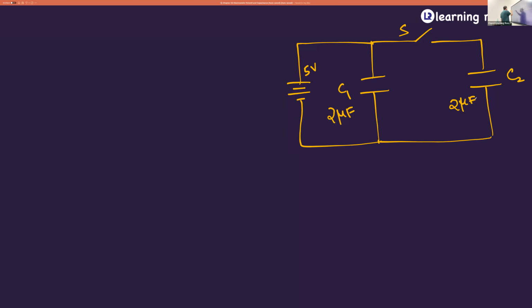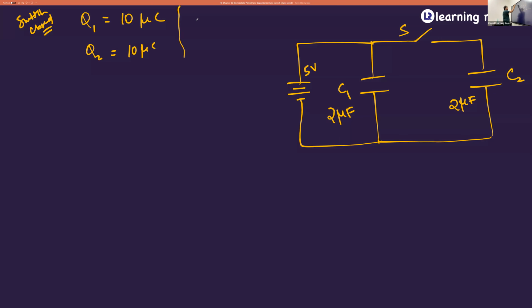So when the switch is closed, I am assuming enough time is given to the capacitors to get charged. When the switch is closed, what is the charge on the first capacitor? When the switch was closed, the dielectric was not inserted. It is C1 into V1, so it is going to be 10 microcoulomb. What about Q2? That is also 10 microcoulomb. Now the switch is open. So that is one part.